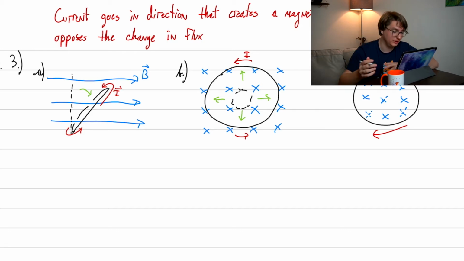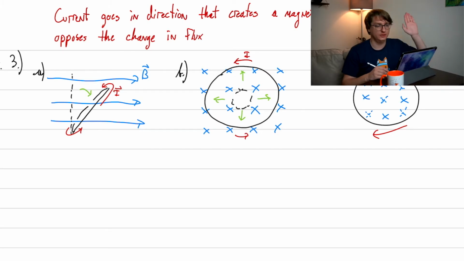So how we do these problems is the first thing we ask: is the magnetic flux increasing or decreasing? Then we figure out what direction we want to make a magnetic field, which corresponds to that first question. And once we know the direction that it wants to make a magnetic field, that will inform us, using the right-hand rule, what direction the current is. Okay, so let's do all three of those steps really quick.